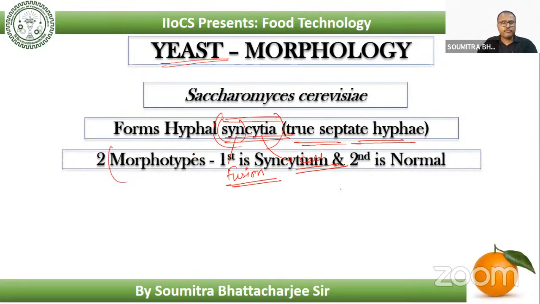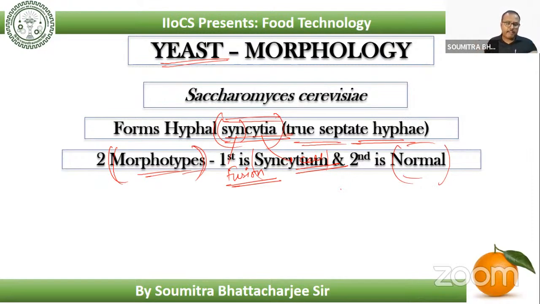Now they show two different types of morphotypes, meaning morphological structure. First one is a syncytium, that is the syncytia, and the second one is a normal one. So in the syncytium, what happens? A single hypha consists of multiple nuclei. That is what we represent as a syncytium. And in the normal morphotype, a single cell has a single nucleus. Okay, so do remember these things, students.